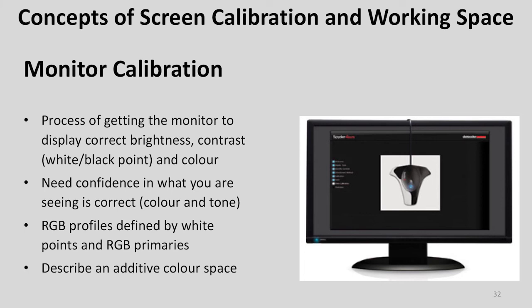Calibrating your monitor allows the RGB profiles to be displayed in a correct manner. These profiles are defined by the white point and the red, green, blue primary colors. These profiles describe an additive color space.